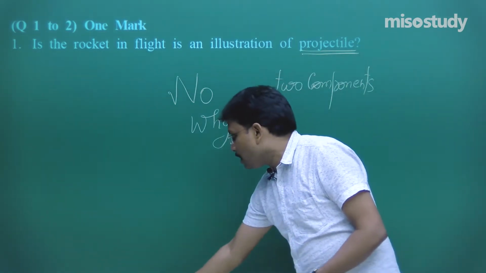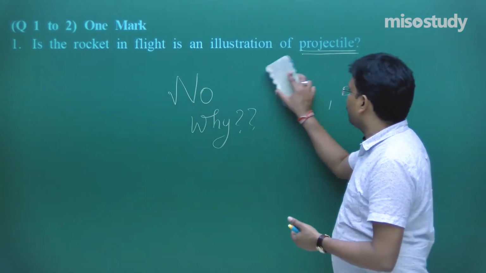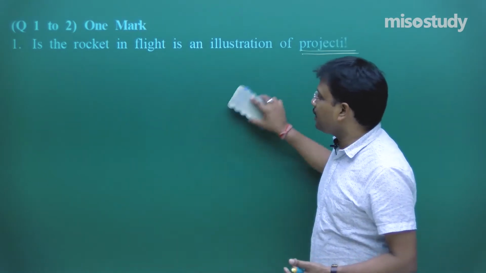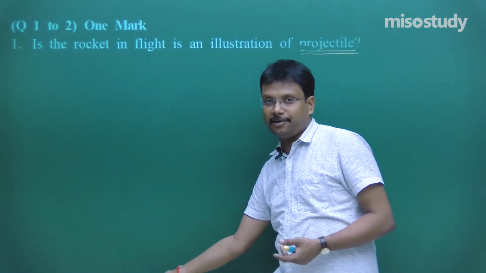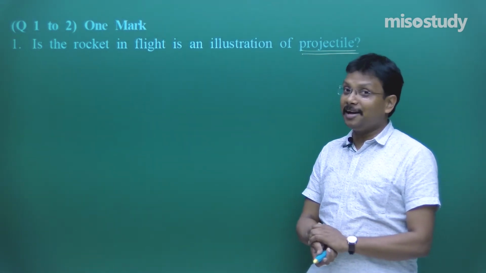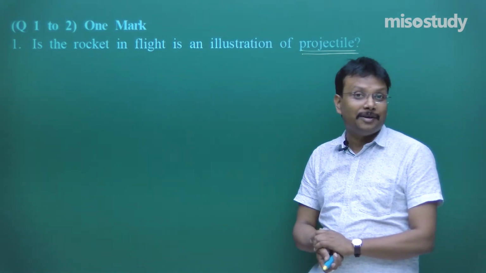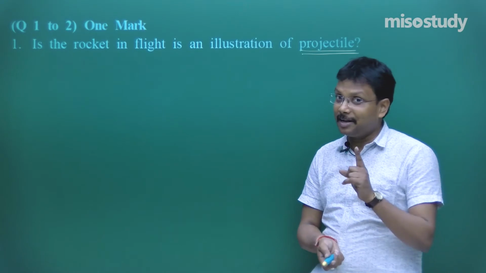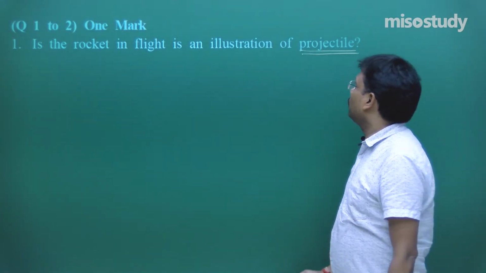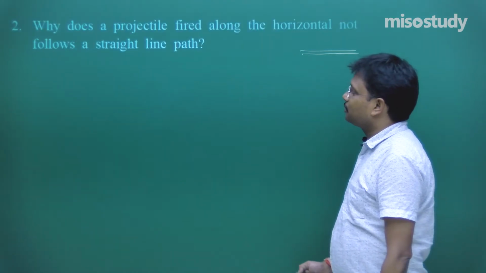Over here there is only 1 velocity component, number 1. Number 2, the rocket is going to great heights, so that is also not applicable, because for great heights the acceleration due to gravity g will start changing, that is not acceptable. So it is no, it is not an illustration of projectile motion.